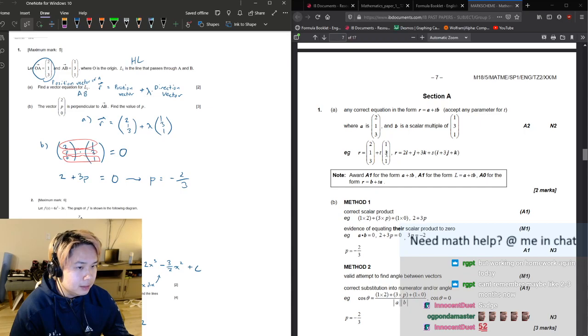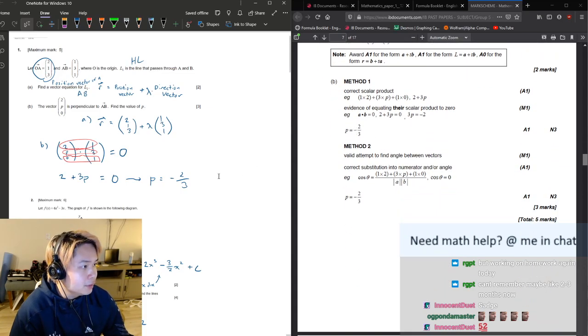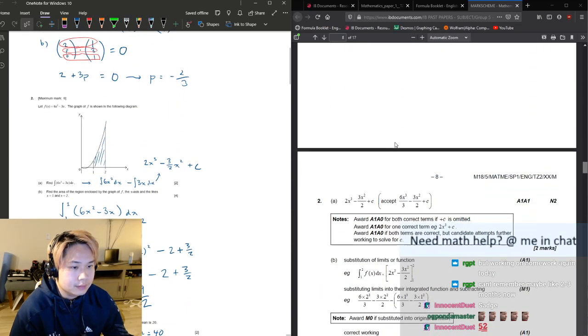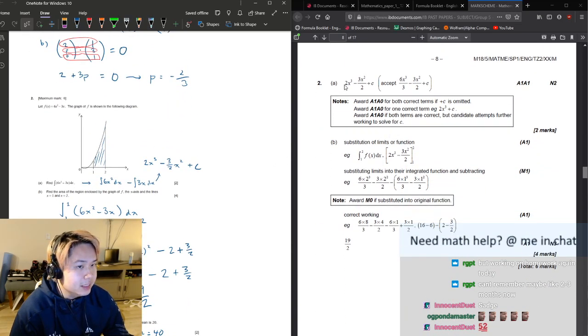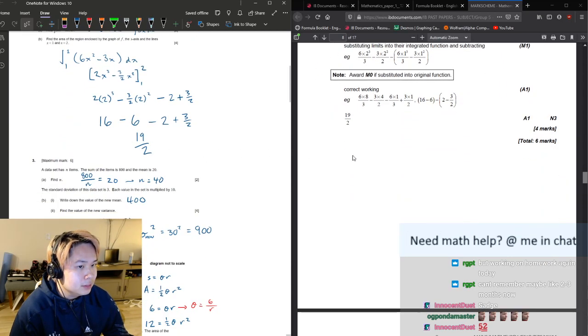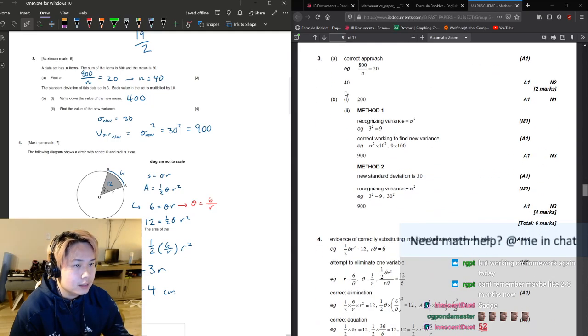213, 131. And then I have the same thing right here. P is negative 2 over 3, negative 2 over 3, nice. 2x cubed minus 3 over 2x squared plus c, same thing, good. 19 over 2, 19 over 2. 40 and 40.